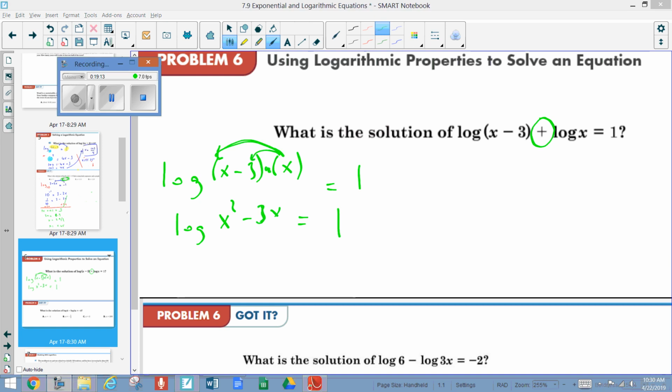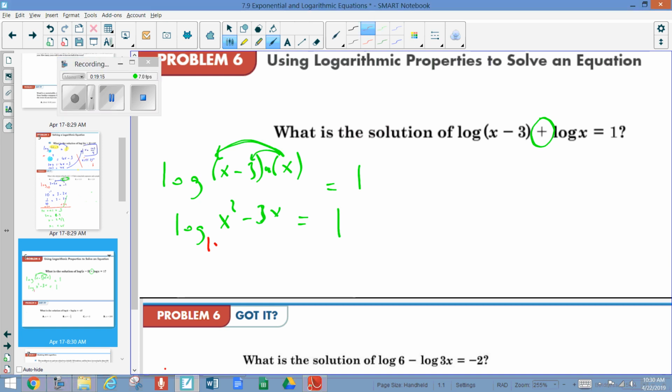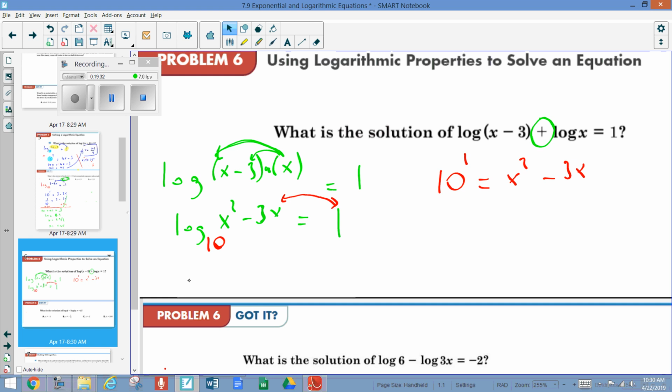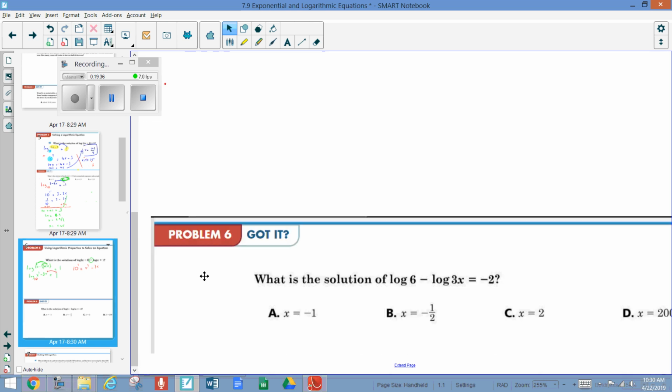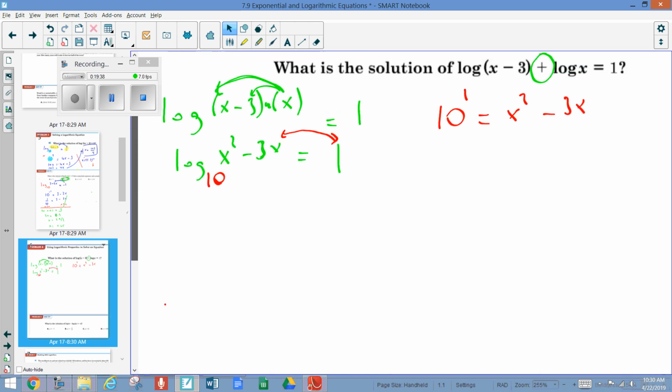What is the base? 10. So, tell me what should I do next. Switch. Perfect. 10 to the power of 1 is equal to x squared minus 3x. That's right. So we're going to have to use the complex series. Yes, we're going to factor it out.